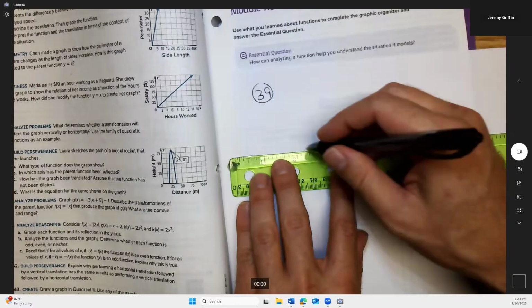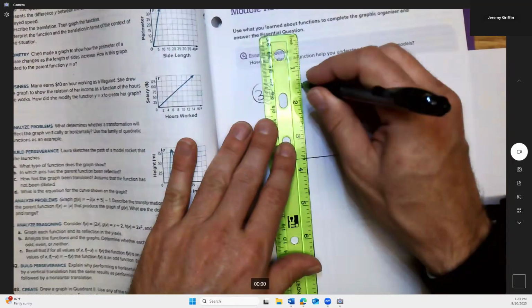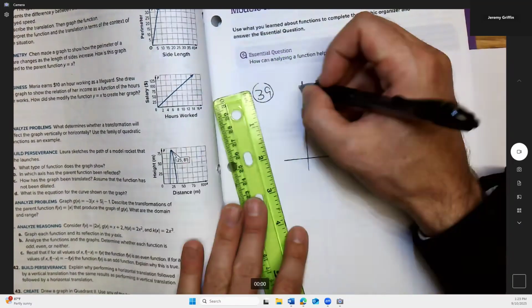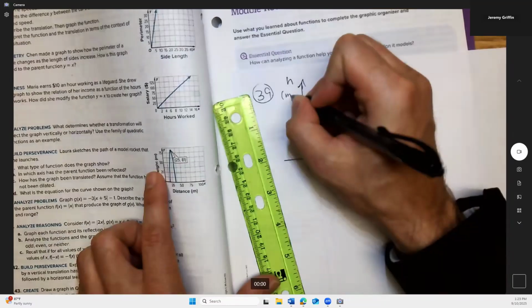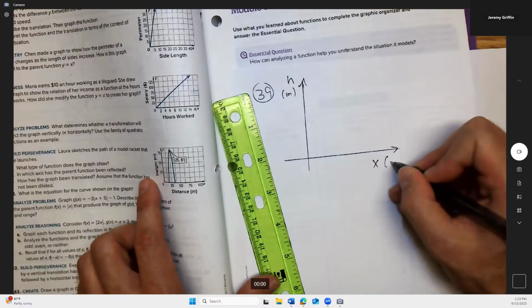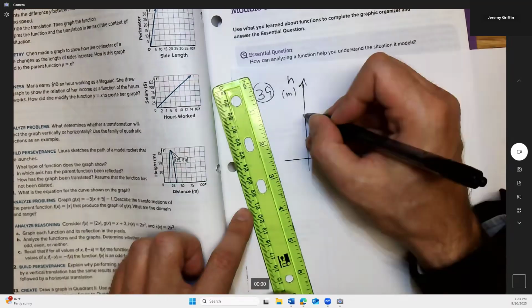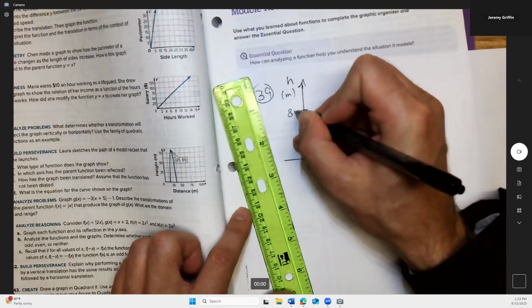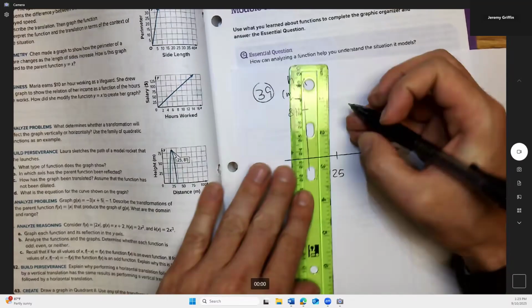We're going to draw their graph first, and we need to reconstruct their graph from scratch. I'll call the vertical axis h for height, and this would be in meters. I'll call the horizontal axis x, also in meters. And a few points on here. It goes up to 81 meters high, and that's at 25 meters across.